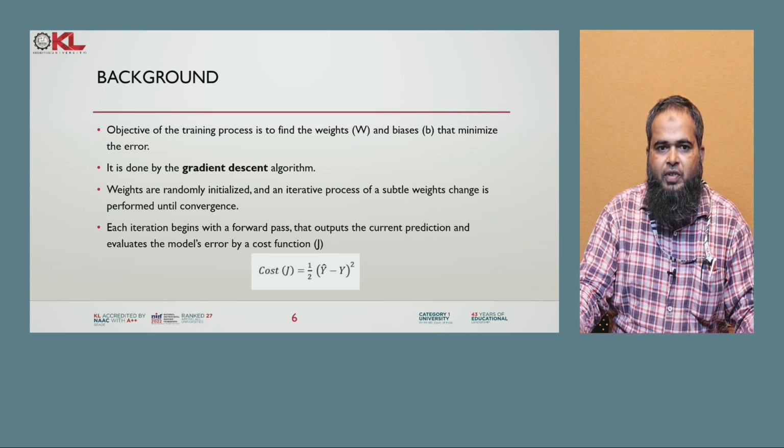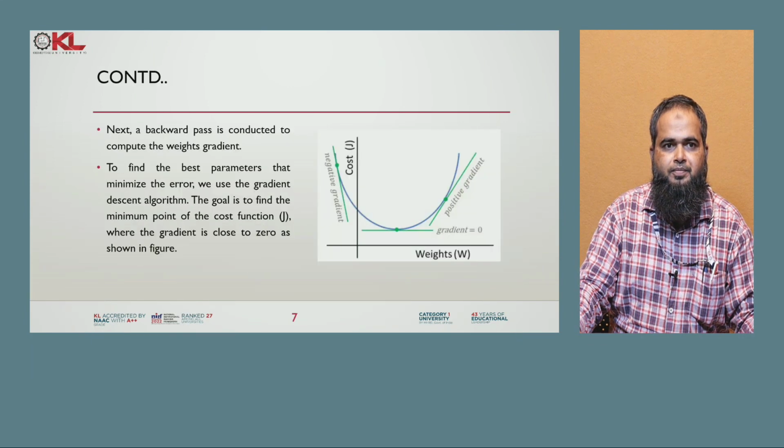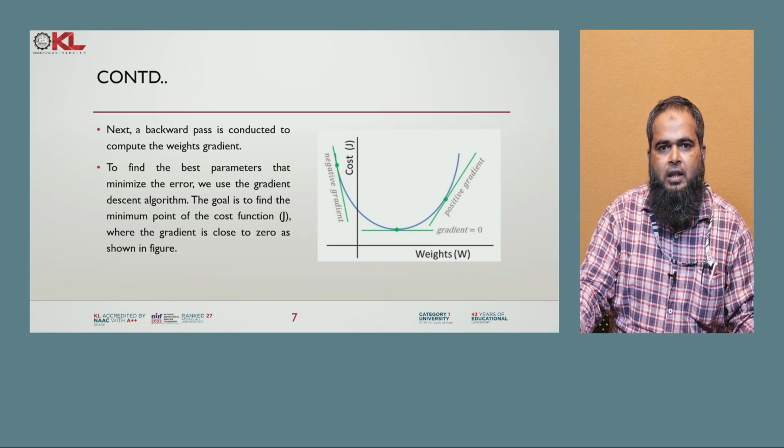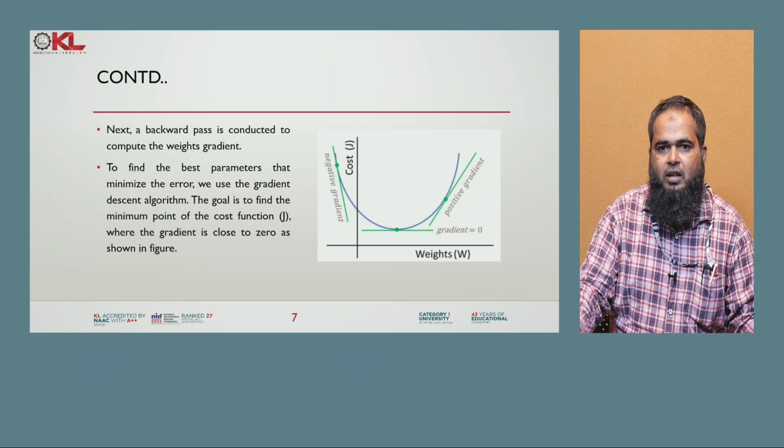For the updating of the weights, in the forward pass there is the current prediction and our actual output. There is a difference between them, and we calculate the cost function as cost J equals 1 by 2 times (y hat minus y) whole squared. That is how the cost function is calculated, and it will be continued here. See here the negative gradient descent and positive gradient descent. Both of the values come after the updating of the weights.